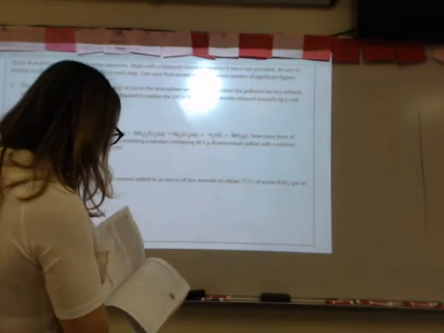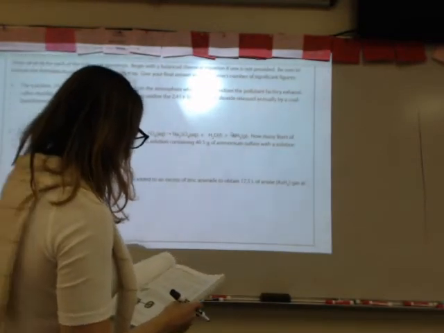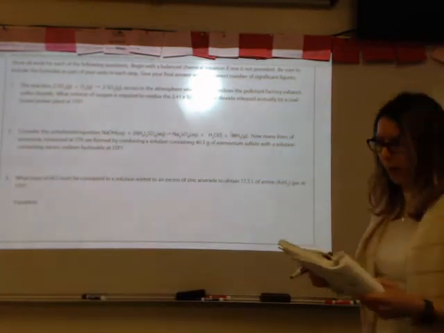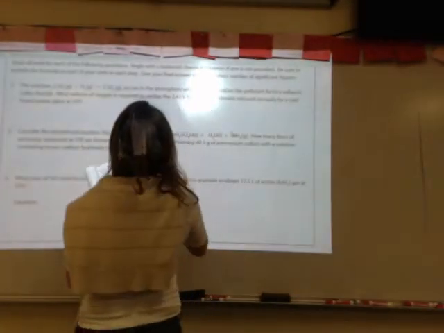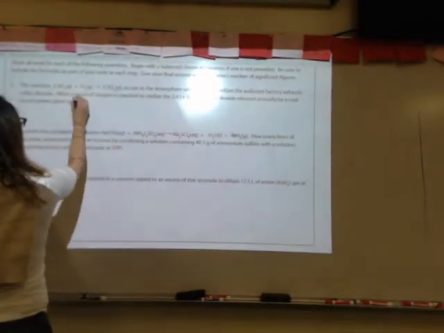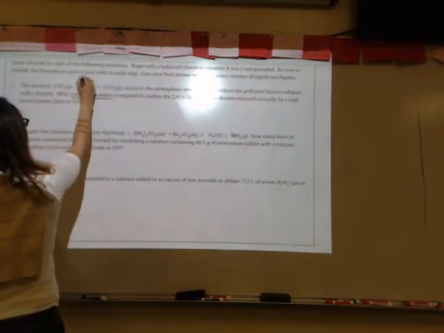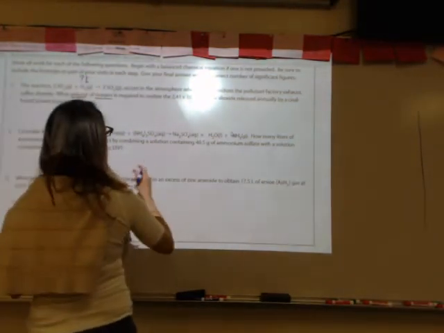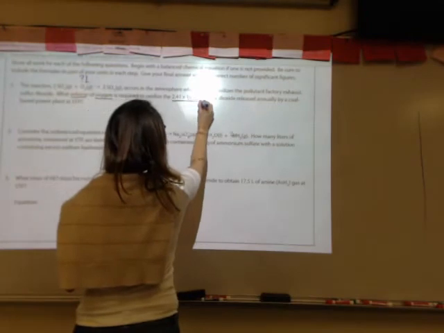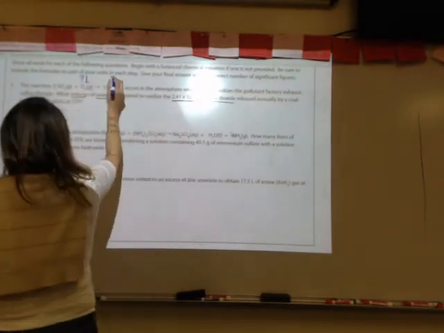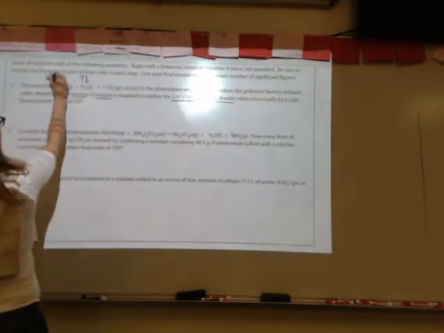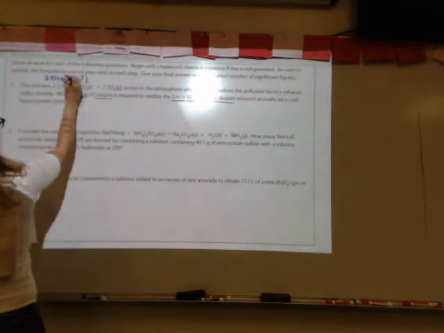Let's take a look at number 1. So here we have a reaction where they're all gases. They want to know the volume of oxygen. So I'm going to put a question mark liters above oxygen. That's going to oxidize this much sulfur dioxide. So this is 2.41 times 10 to the 7th liters.